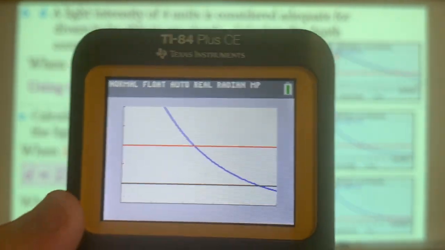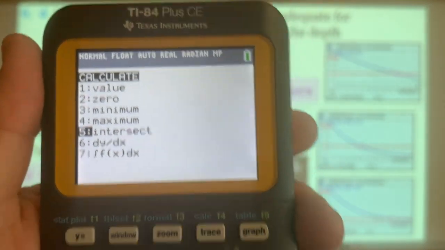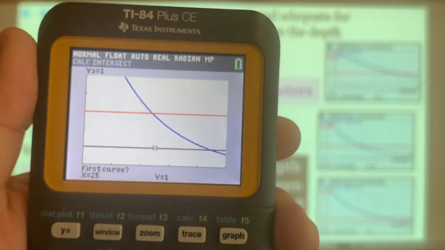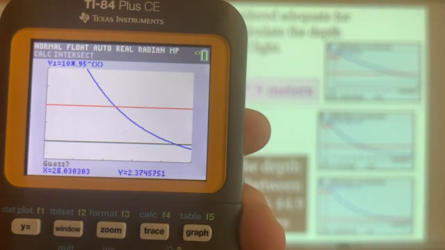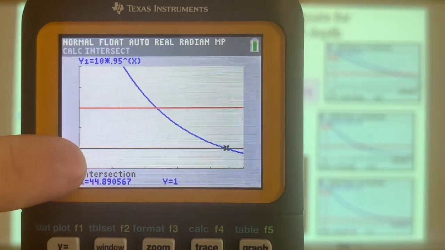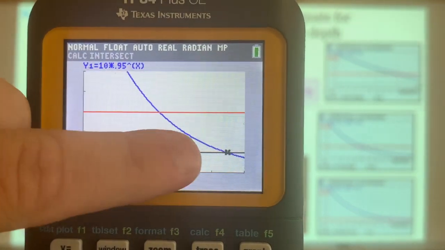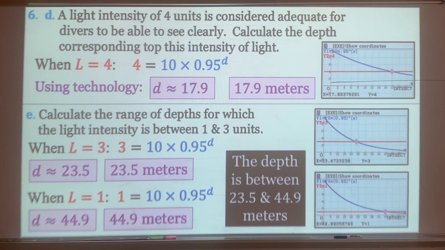The only thing is when I do my second trace and I want to do my intersection here. Enter. I want the blue graph. Oop, I want this dark blue graph down here. That's one graph. Blue graph is the second graph. Move over just to make sure I get that intersection down there. And y is 1, x is 44. So see the difference between 1 and 3? And you don't have to do it on the same graph. You can do different graphs. I just wanted to show you different ways to do it. Because what's the point of having all this technology if I'm not showing you how to use it, right? And the depth is between 23.5 and 44.9.